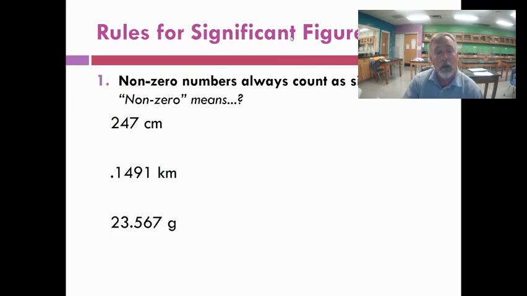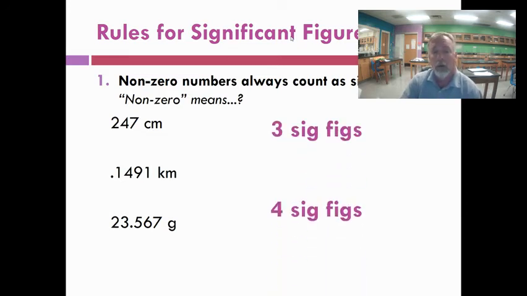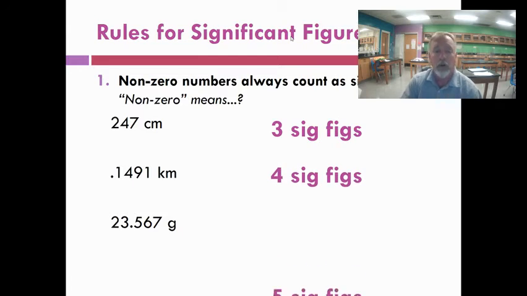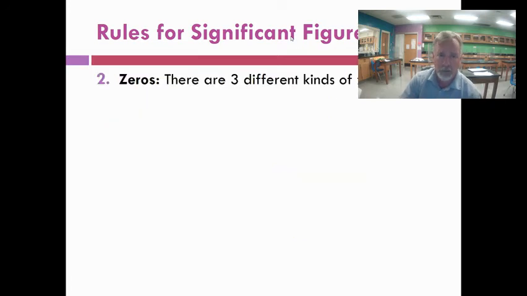All right. So there's two rules for significant figures. The first one's really, really easy. Anytime you have a non-zero number, it's always significant. Right, so if I write down 247 centimeters, 3 sig figs there, 0.1491 kilometers, 4 sig figs, and on the bottom one, there's 5 non-zero digits. All 5 of them are significant. It gets a little harder when we're talking about zeros, though, and this is where I made things a little bit confusing yesterday. There are 3 kinds of zeros.